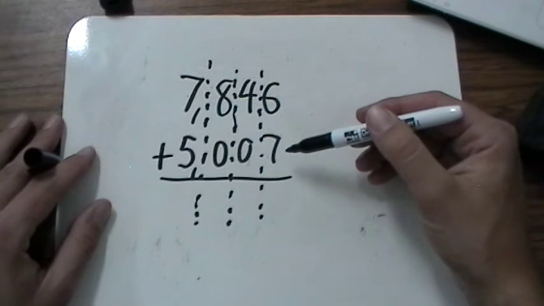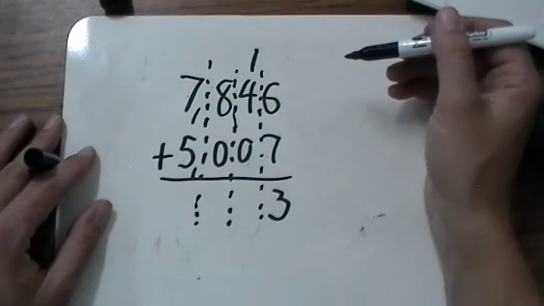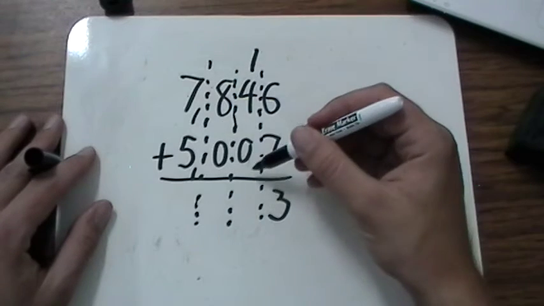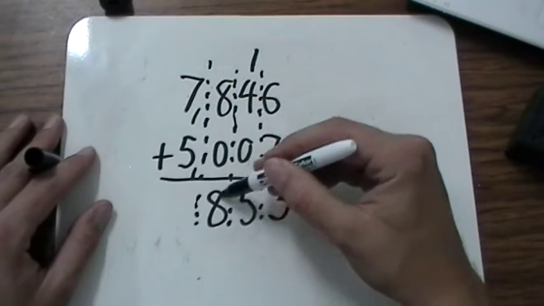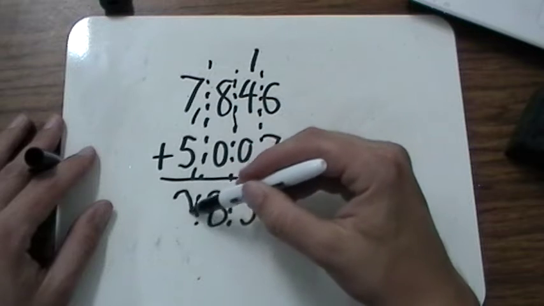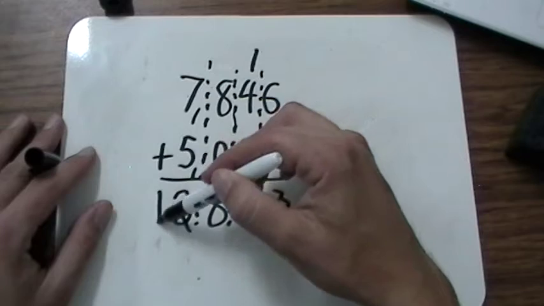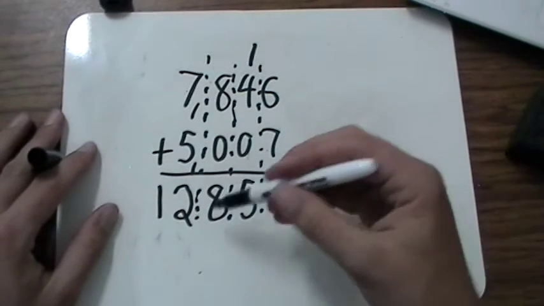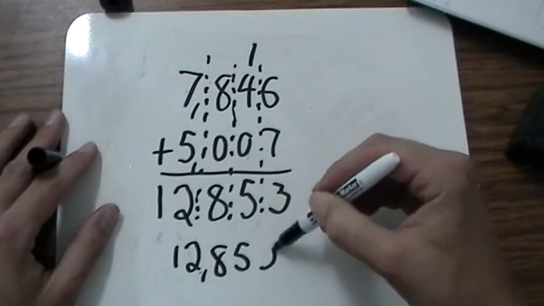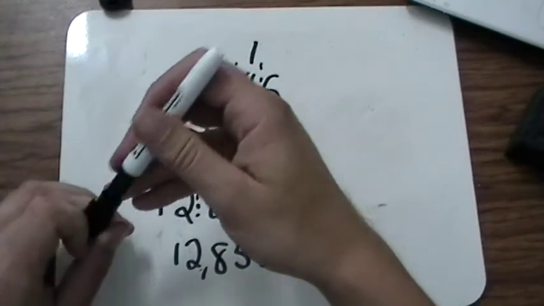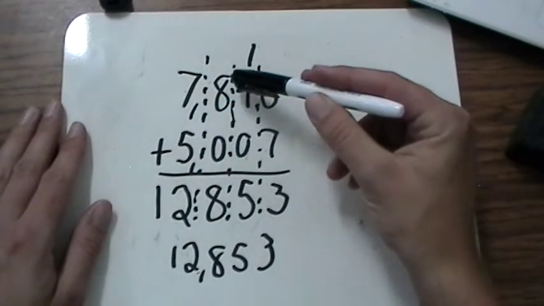6 plus 7 is 13, but only the 3 fits. I have to carry the 1. 1 plus 4 plus 0 is 5. 8 plus nothing is 8. 7 plus 5 is 12. Now, do I need to carry the 1? There's no way to carry it, so it falls down. Boop. What did you get as your answer? 12,853. Okay?